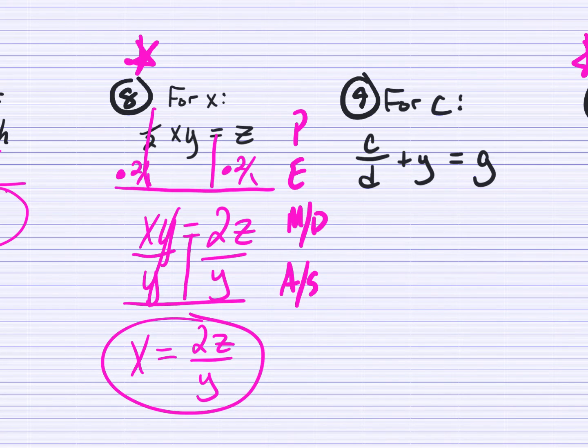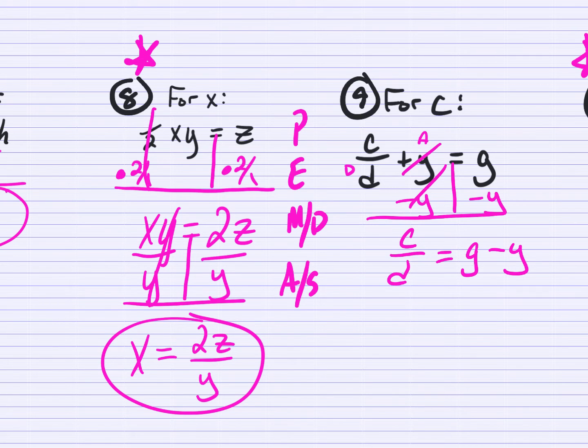Number 9, to get the c by itself, we have to say that there's a variable d on the same side and a y. This d is dividing, so I'm going to put a d right there beside it. The y is actually adding. And according to our reverse order of operations, we have to get rid of anything that's being added or subtracted first, so I'm going to get rid of the y. The opposite of adding y is subtracting y. So I have c divided by d on the left-hand side, and on the right hand, I have g minus y. Keep going until I get the c all by itself.